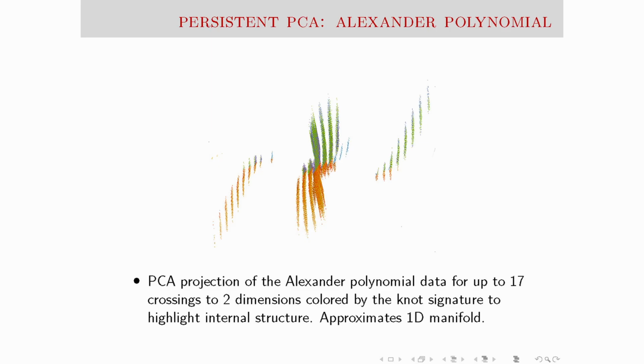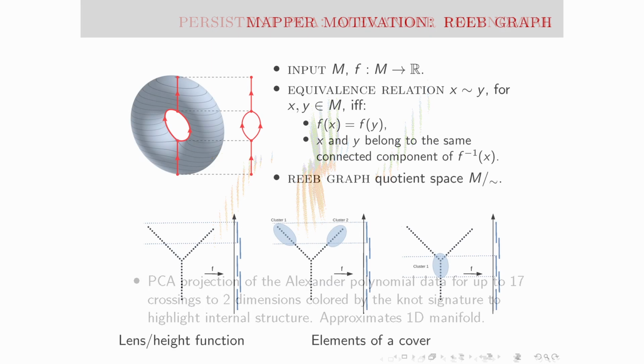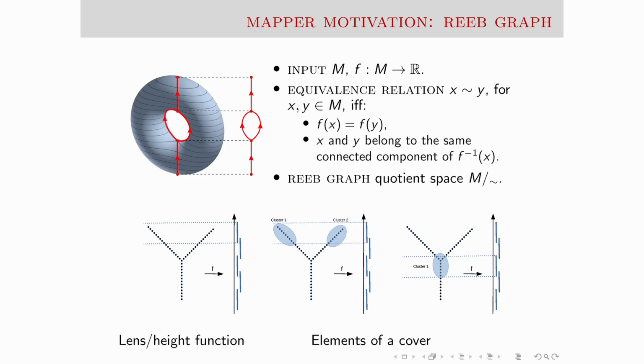Again, it's just a data point. What do we do with it? So actually, to analyze this more, we went to the ball mapper. Again, I don't think I need to explain this to this audience. This is just for completeness. The motivation behind the mapper construction just comes from the Reeb graph.